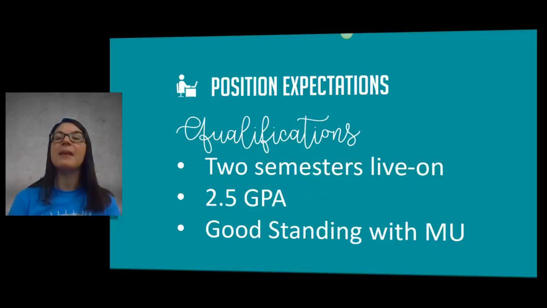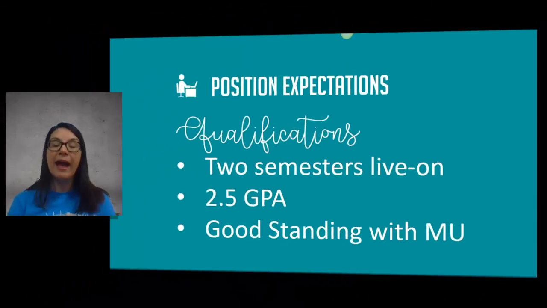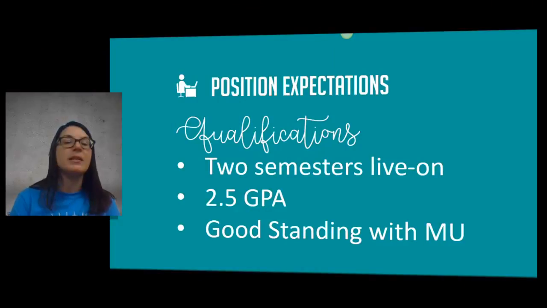Qualifications. First is that by the time that you are employed, so come August 12th, you will need to have had 2 semesters of live-on experience in a residence hall environment. That could be here at Marquette, or if you're a transfer student, perhaps it was an experience you had at another institution. We expect that you have a 2.5 GPA at the time of application as well as the time of hire. So come January 17th, both your semester and cumulative GPAs need to be a 2.5, and at the end of May, before you start your position in August, grades will be checked again and it needs to be at 2.5 semester and cumulative.